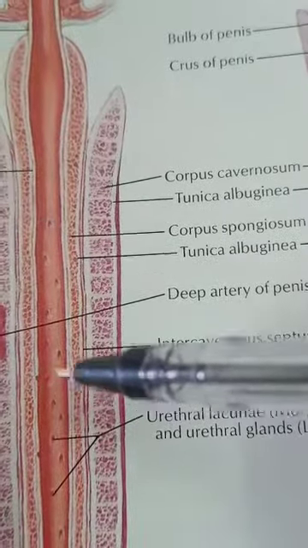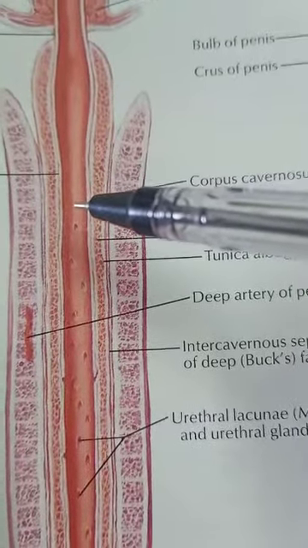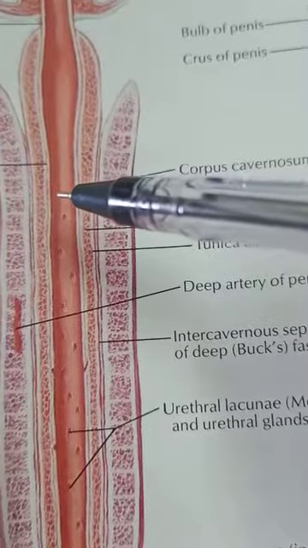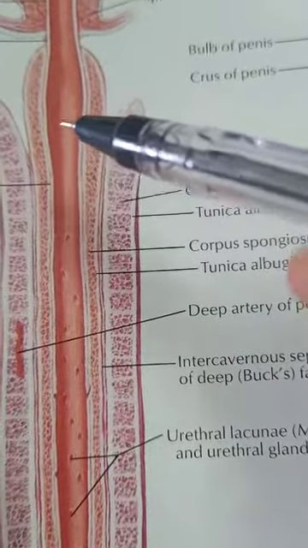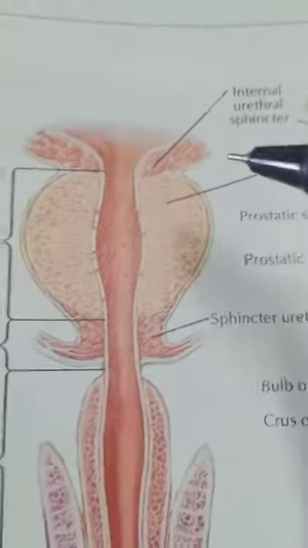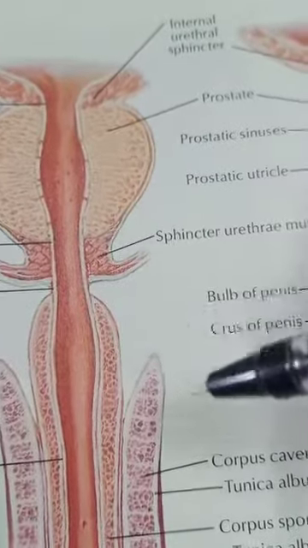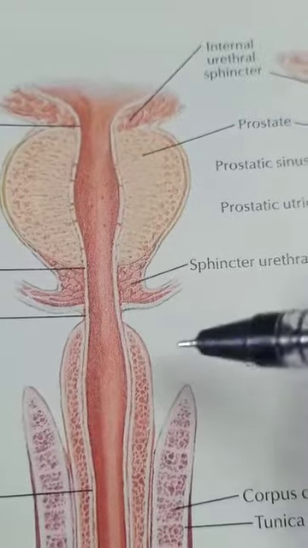Urethral glands open into the penile part of the urethra. A number of openings can be seen in the urethra. And there are two sphincters in connection. There are two sphincters for the urethra. One is the internal sphincter and another is the external sphincter.